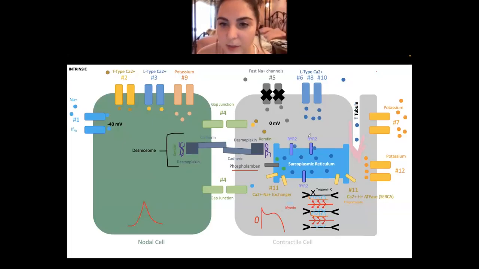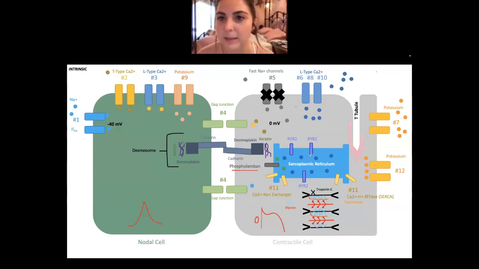Calcium can also bind to this ryanodine receptor. See the RYR2 receptor? This is your ryanodine receptor. Once it's bound by calcium, this is going to be a trigger for the calcium located within the sarcoplasmic reticulum to leave. So this is called calcium-induced calcium release.